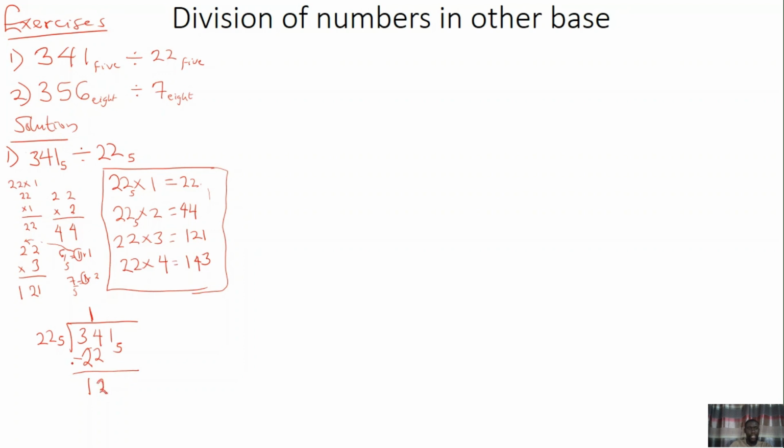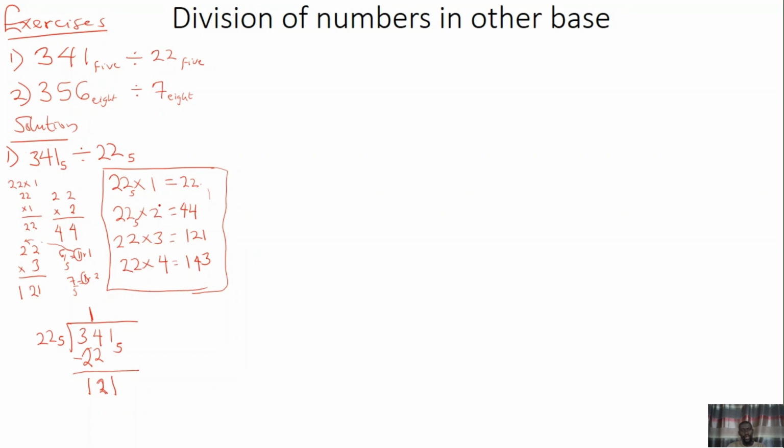Okay. Now, let's do the next division, which is how many 22 goes in 12? That is not possible, right? Then we are going to carry this one and bring it down. Okay. Then we say how many 22 go in 121? Okay. For us to get that, we'll go back to our multiplication table in base 5.